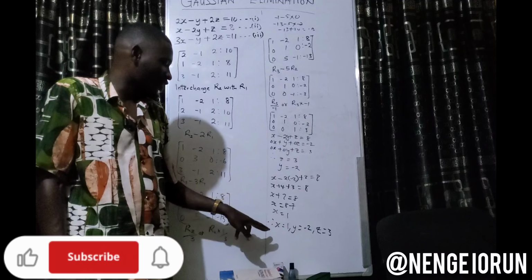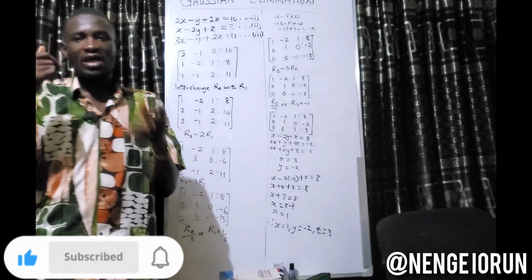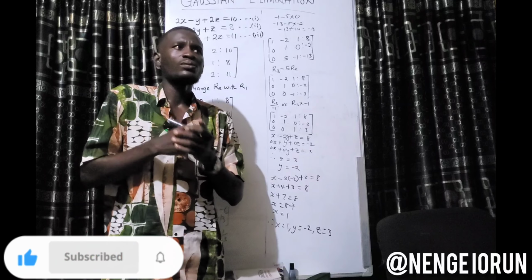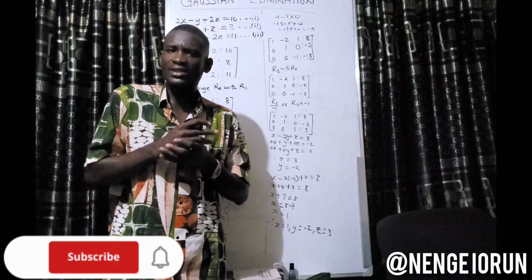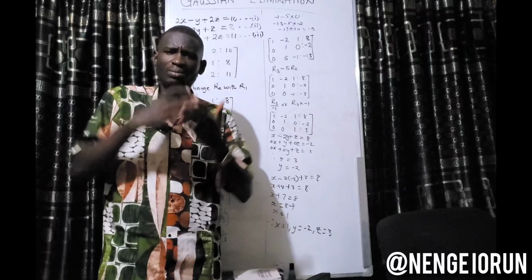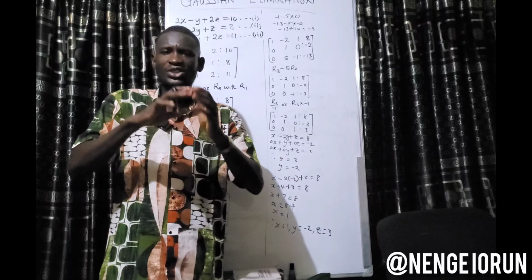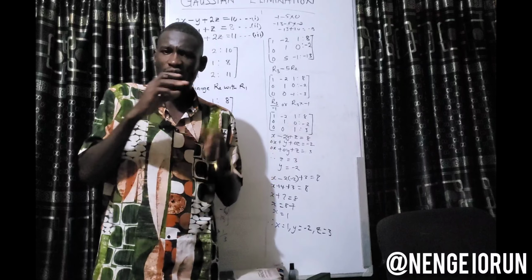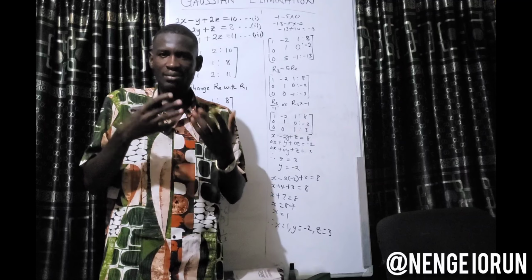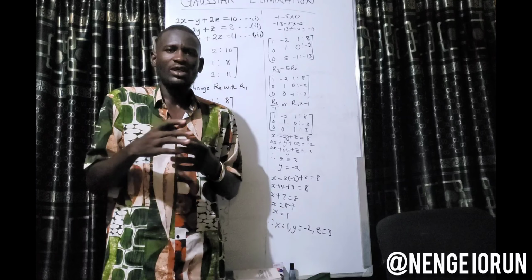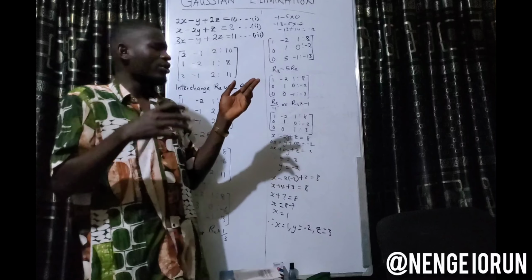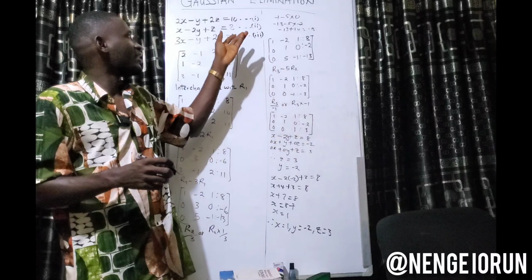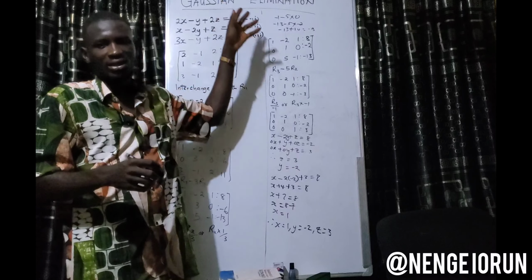You solve to this extent and you have the same answers as when you are using Cramer's rule. If you are using matrix inversion, you still have the same answers. If you are using substitution method, you still have the same answer. If you are using normal elimination method, you still have the same answer. So the most important thing is know what you are using and know what your examiner demands of you. In the next video, I'm going to explain to you how to solve using Gauss-Jordan, which is the extension of Gaussian elimination method.